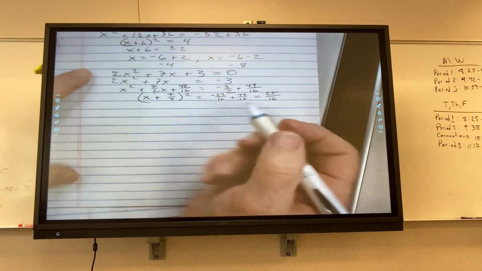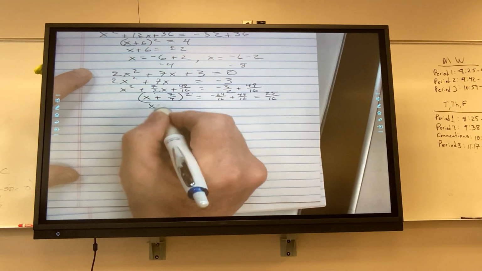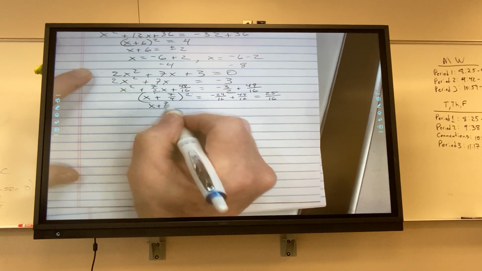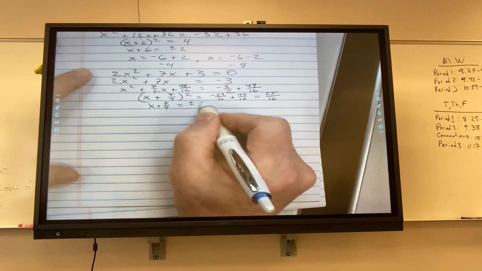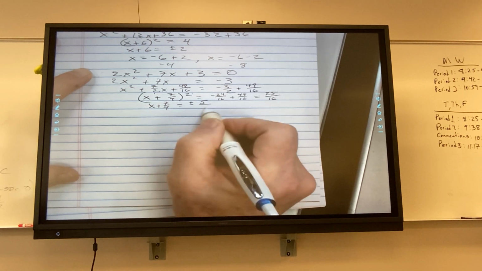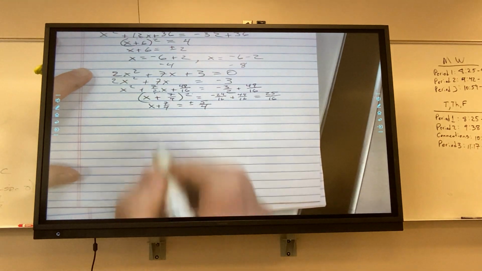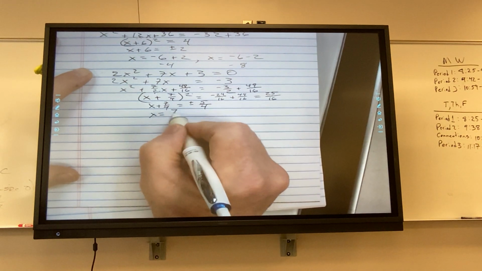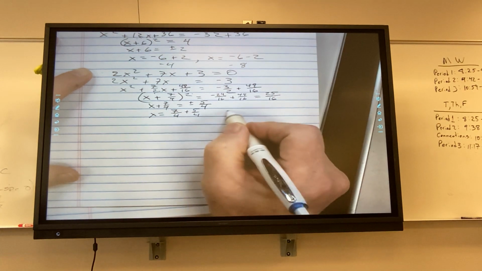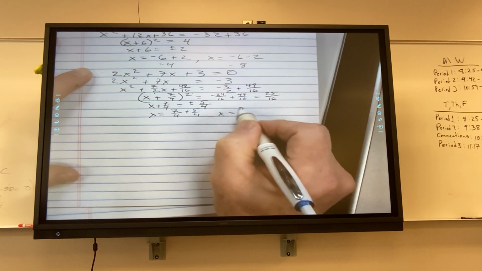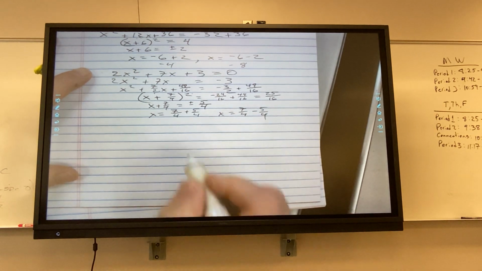And so then I'm going to have x plus 7/4 equals the square root of this, plus or minus. Square root of 25 is 5, square root of 16 is 4. So my answer is going to be 7/4 plus 5/4, or 7/4 minus 5/4. So either 2/4, aka a half, or 12/4.